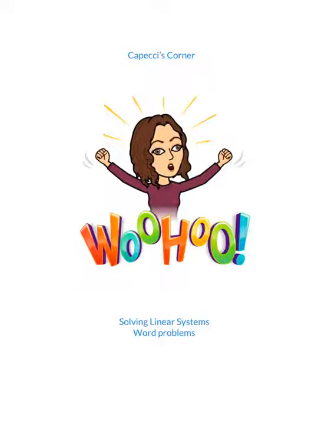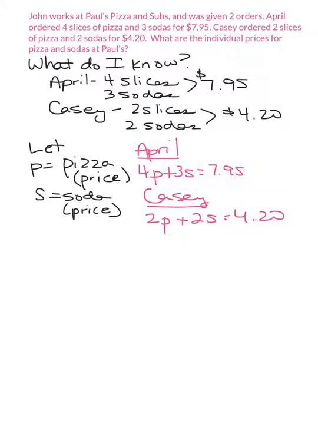Today we're going to solve linear systems, and we have some word problems for some examples. Our first word problem says John works at Paul's Pizza and Subs and was given 2 orders. April ordered 4 slices of pizza and 3 sodas for $7.95, and Casey ordered 2 slices of pizza and 2 sodas for $4.20. What are the individual prices for pizza and sodas at Paul's?